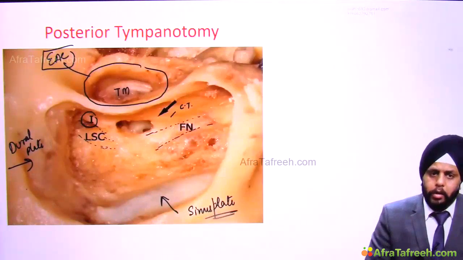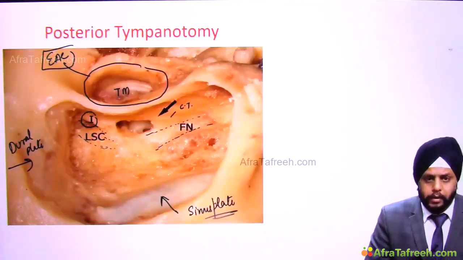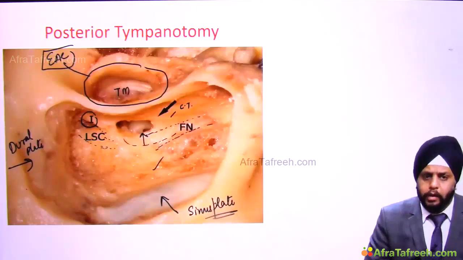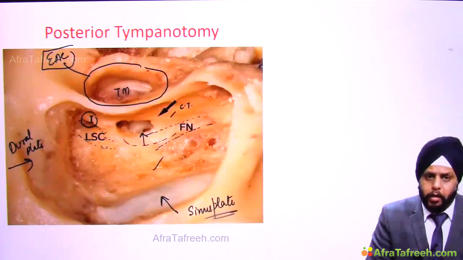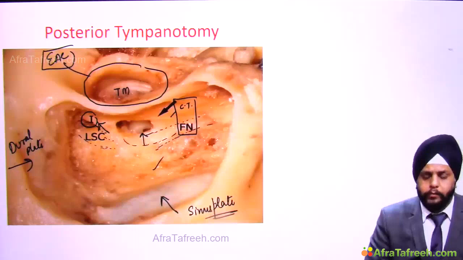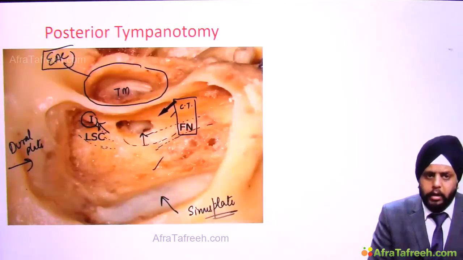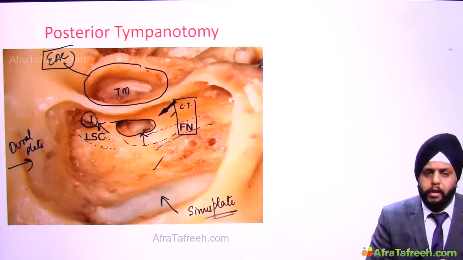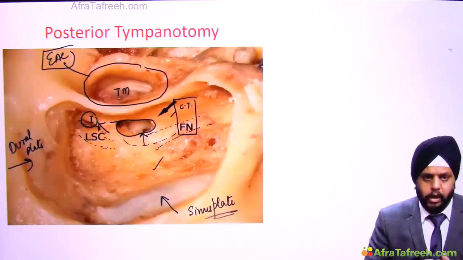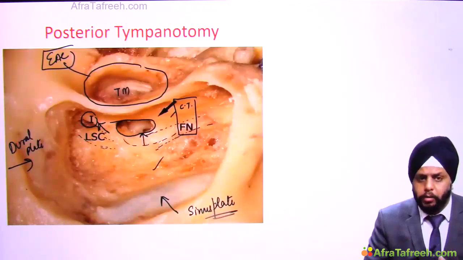Lateral to the facial nerve, right? So we have the facial nerve. Where is the facial nerve? This is the whole mastoid part of the facial nerve. So lateral to this facial nerve, above the chordo-facial angle, the superior boundary is the short process of incus. We drill, and when we drill, we make an opening, we enter into the middle ear. That's known as posterior tympanotomy. So posterior tympanotomy is entering into the middle ear from the mastoid process.